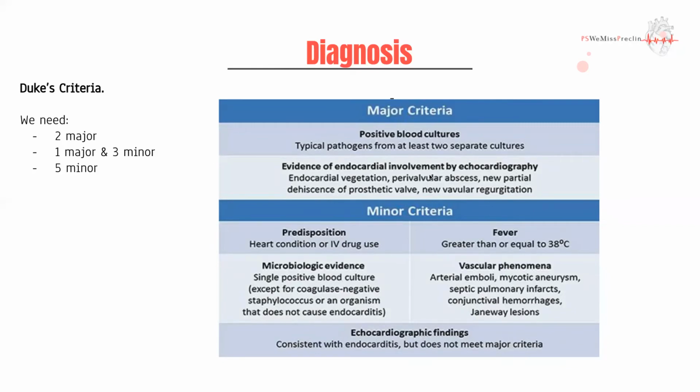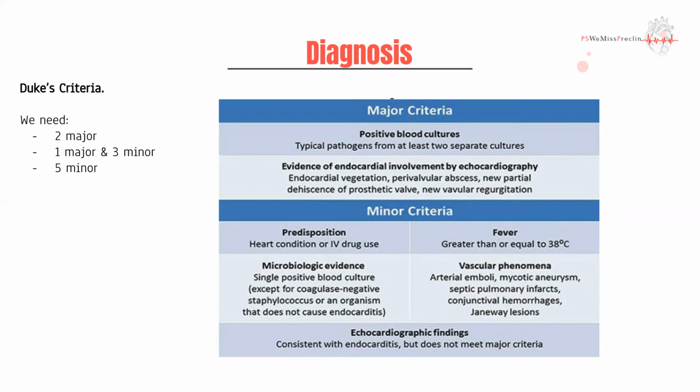Now we can either perform a transthoracic or transesophageal echo. Both have been shown to have different efficacies for different valves, but overall you cannot rule out valvular involvement with just a transthoracic. You would have to do a transesophageal as well.